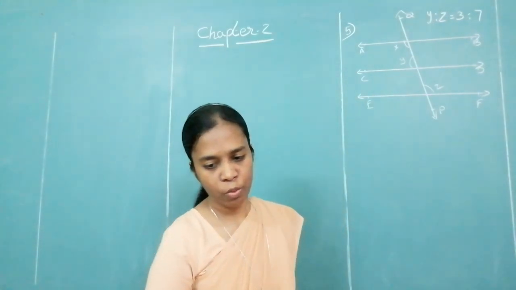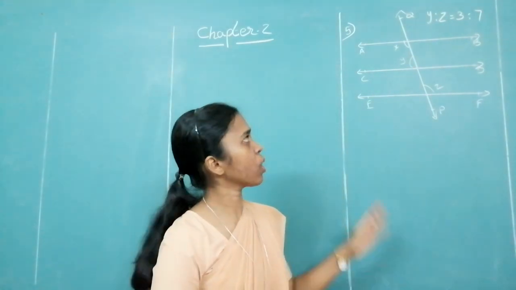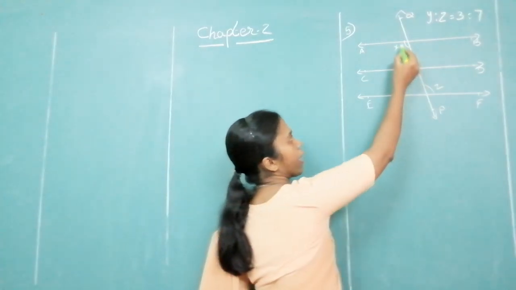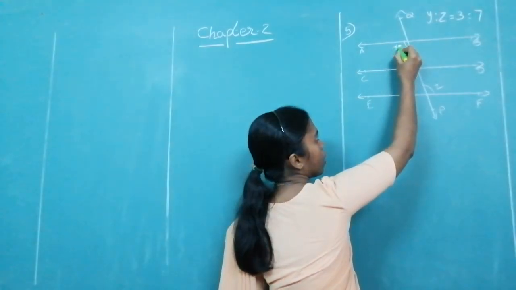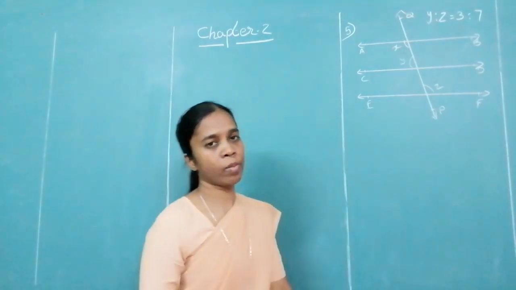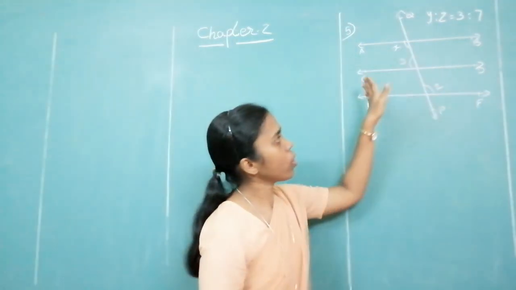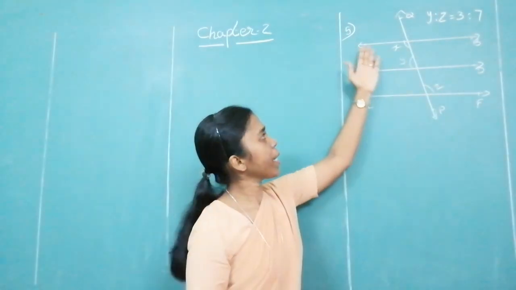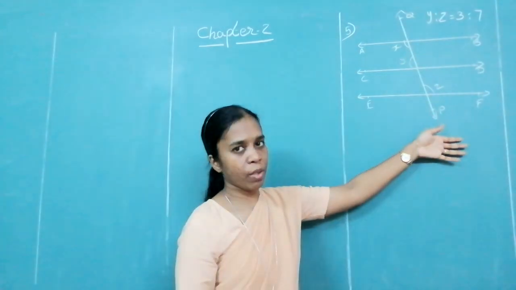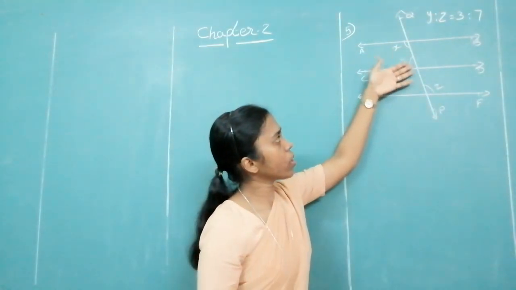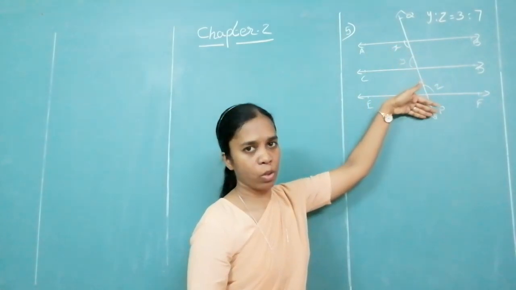What have you to find out? Find the measure of angle X. You have to find how much is this angle. That is angle X. How do we find out? Now, we are told that all these lines are parallel. That means AB is parallel to EF. This is parallel to this. This is parallel to this. Therefore, this is parallel to this.